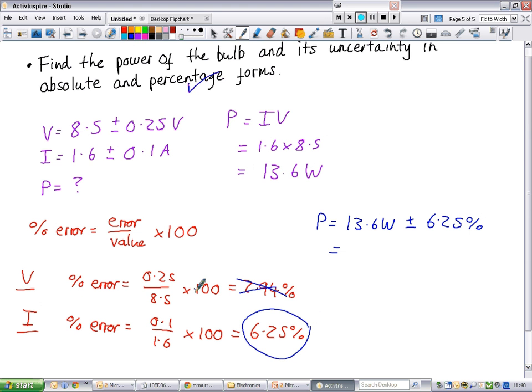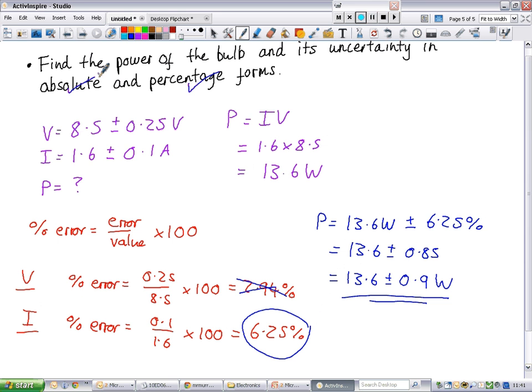We now need to express it in absolute form, which is basically taking that percentage and converting it into a value, like we've got here. So you're taking 6.25% of 13.6, which should come out at around about 0.85. But remember, we want the error in the same format as the value, so your next step is to round that 0.85 to 0.9. So it's 13.6 plus or minus 0.9, and then put your units in. So that's you now got it in absolute form as well.